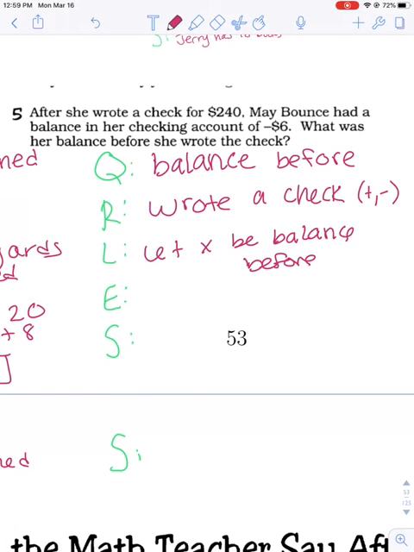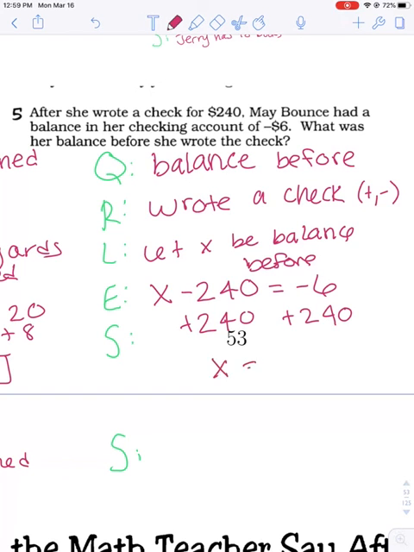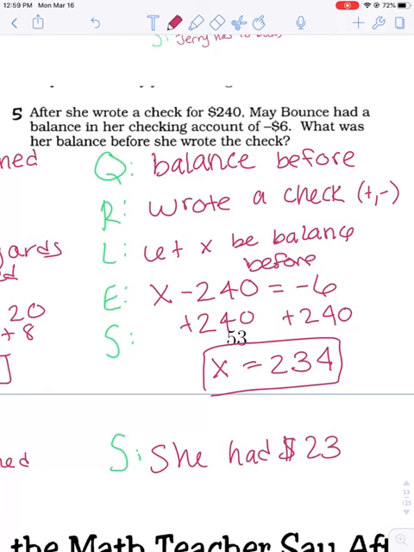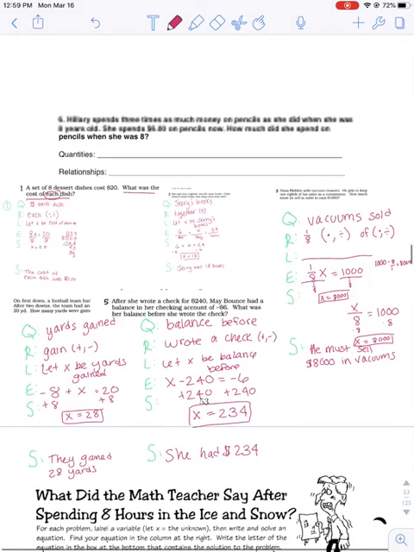The equation. So she starts with X dollars. We said balance before was the mystery. So we don't know how much she starts with. She wrote a check for $240. That's subtracting $240. And she's ending up at -6. So starts at X, loses $240, ends at -6. Add $240 to both sides, and you get X equals +234. The positive's bigger. She had $234 to start with, and that makes sense. Starts with $234, loses $240, makes sense that she would be at -6.